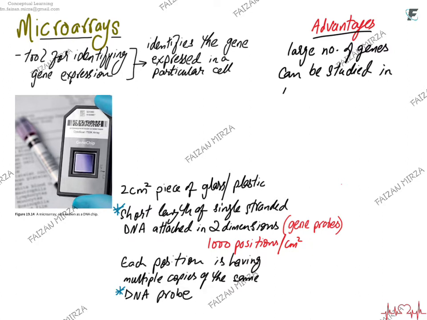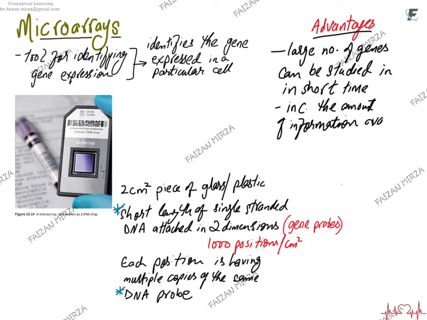The advantage is that a large number of genes can be studied in a short span of time. The result is very quick. It increases the amount of information made available regarding whether genes are present in an organism, or how similar they are, or just the genetics of the cell. So its uses are enormous.